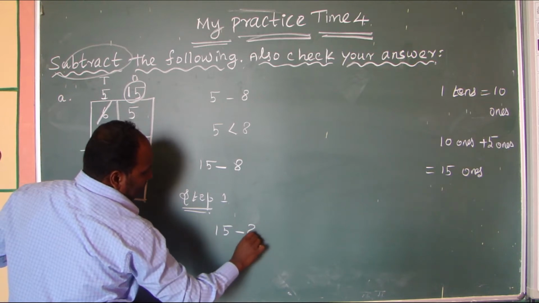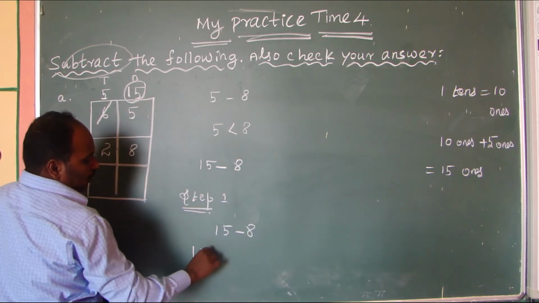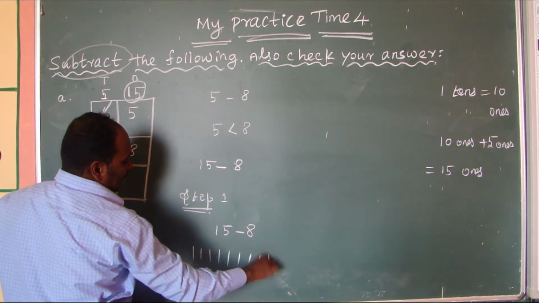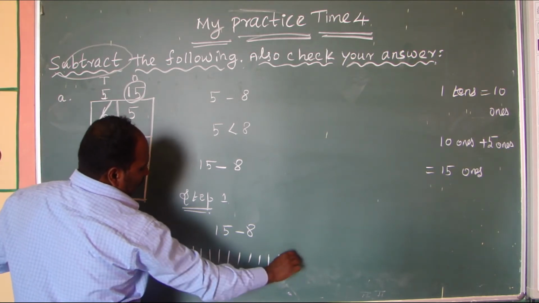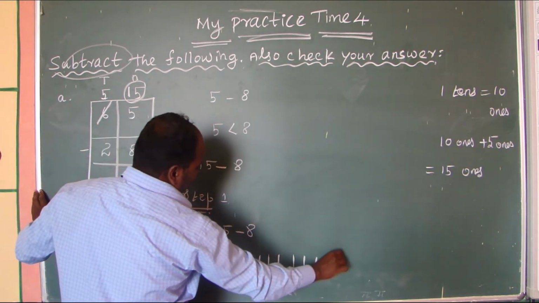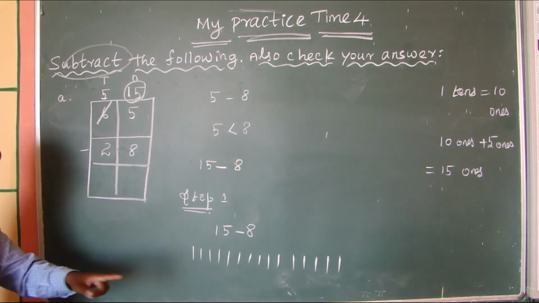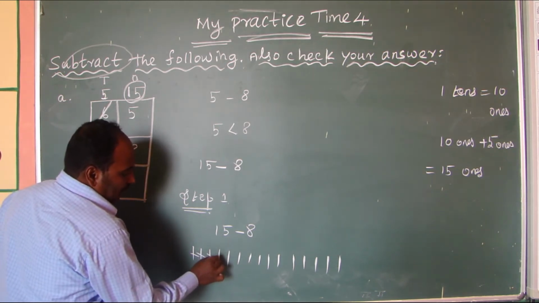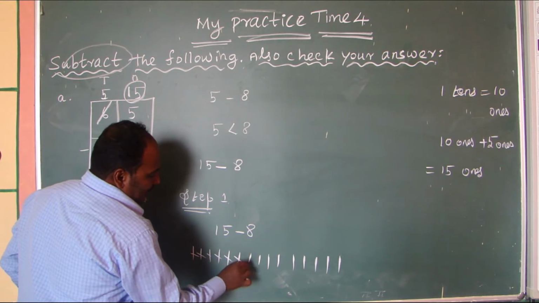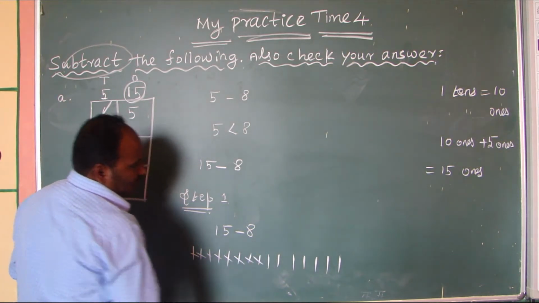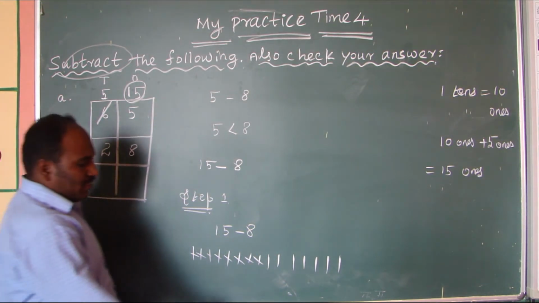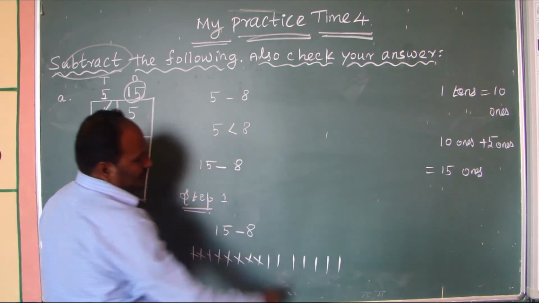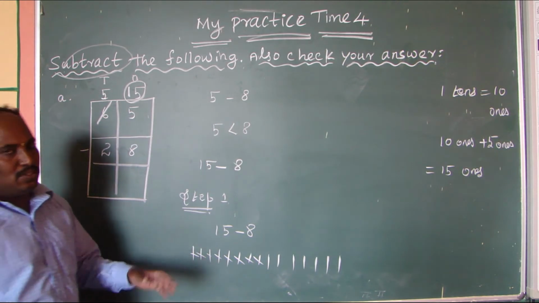15 minus 8. 1, 2, 3, 4, 5, 6, 7, 8, 9, 10, 11, 12, 13, 14, 15. We cancel the 8 lines. Balance 1, 2, 3, 4, 5, 6, 7. So 15 minus 8 is equal to 7.